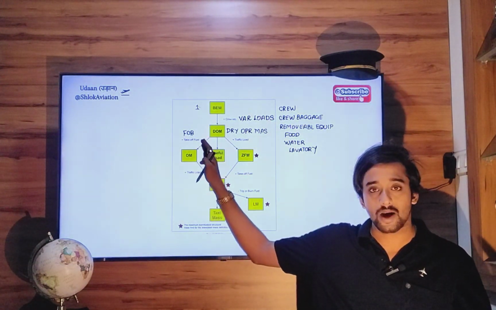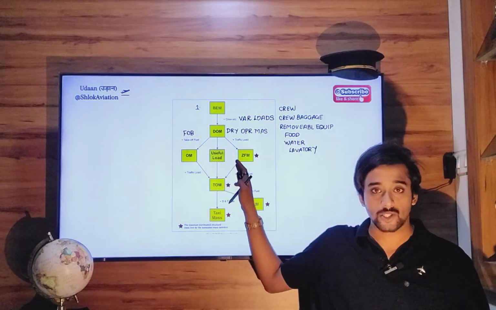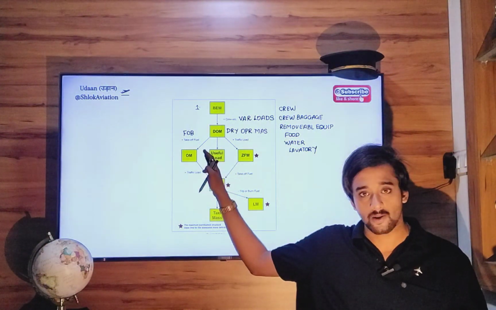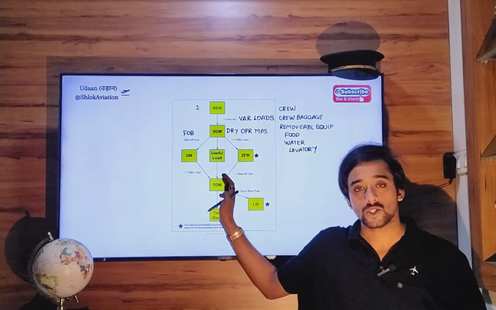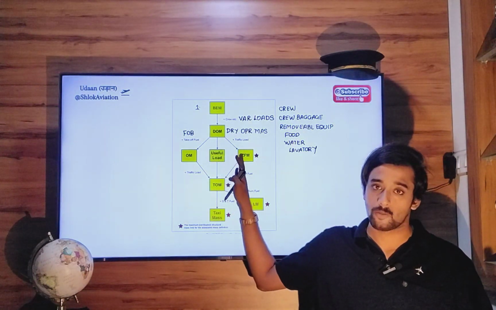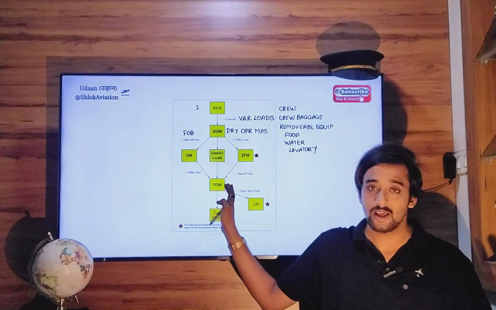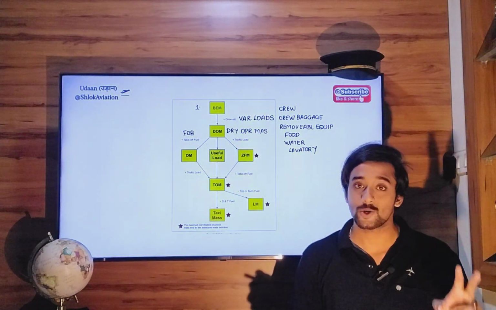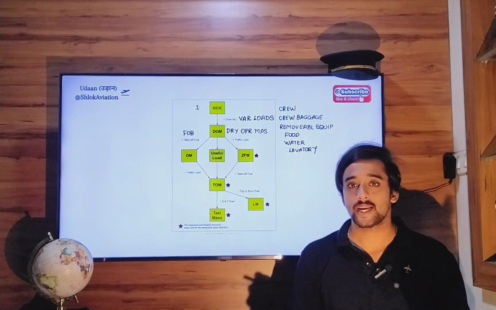So, dry operating mass plus traffic load gives you zero fuel mass. Now we have traffic load. It's time to add fuel. So, what kind of fuel will you add? You will add takeoff fuel or fuel on board. So, zero fuel mass plus takeoff fuel will also give you takeoff mass. So, there are two different ways to obtain takeoff mass.